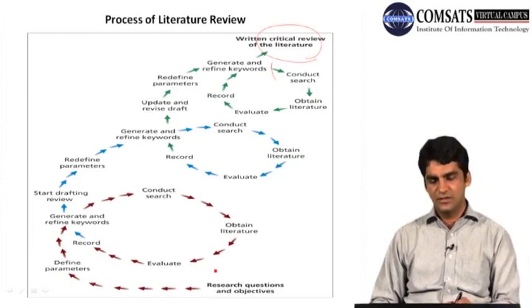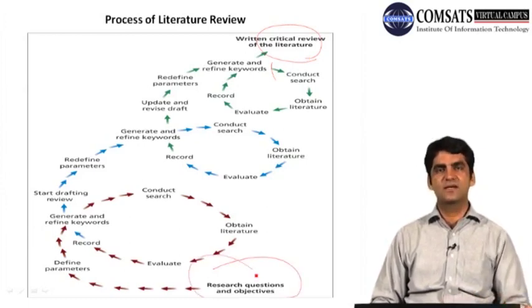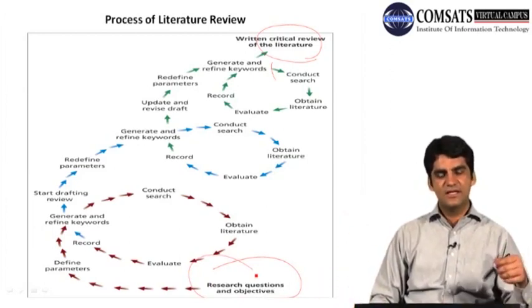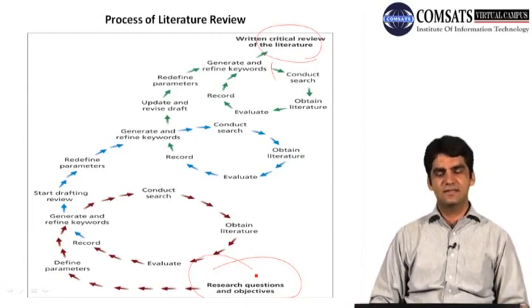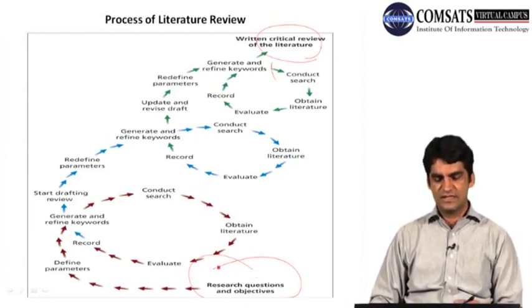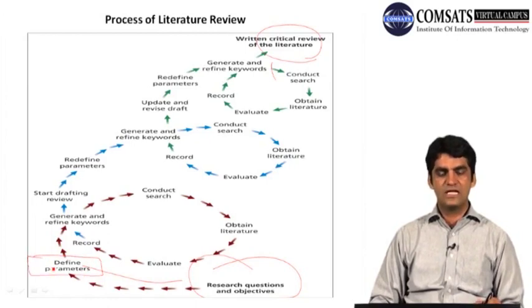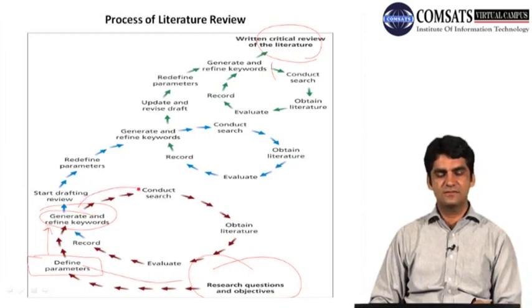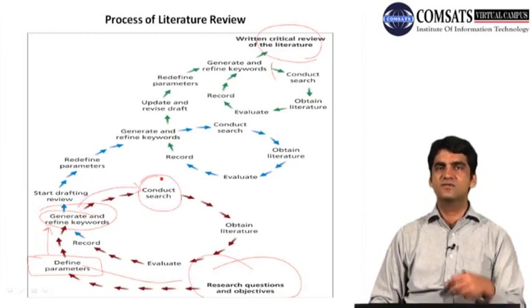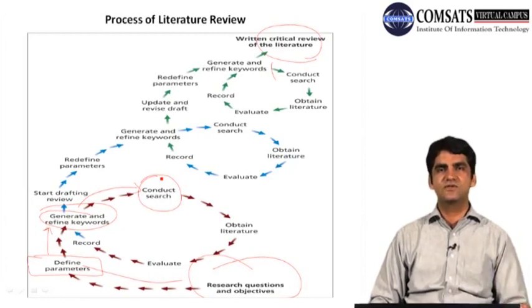We start with our research questions and objectives. Once we are done with our research topic and research objectives, now we are in a good position to start the literature review. So our research objectives and question give us a sense of defining parameters. Once we are in a position to define parameters, then we will be in a position to generate keywords and key terms. When we generate keywords and key terms, we try to conduct a search using any suitable database or search engine.